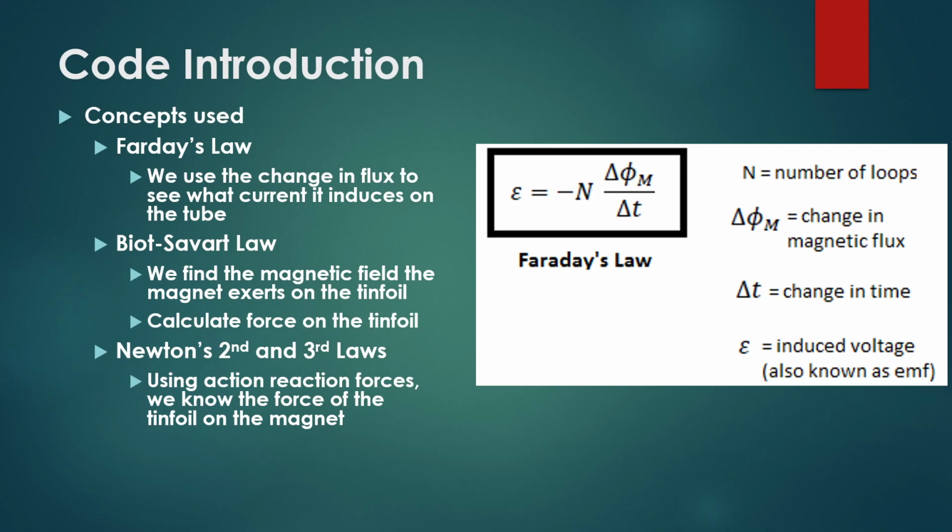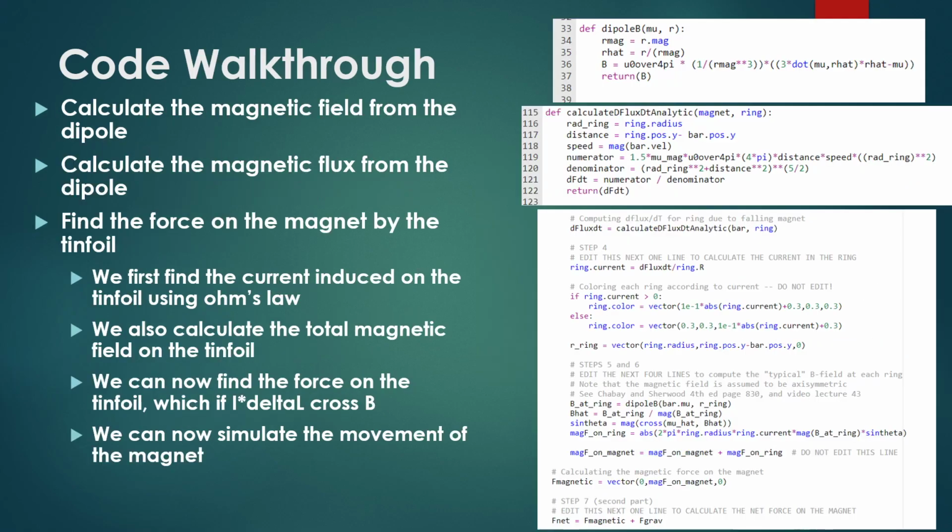Now we combine all those, and we use the force formula, which is I L cross B. Yes, that's what it is. We use the I from Faraday's law, and we use the B from the Biot-Savart law, and we get the force on the magnet. Now, how is that put into the code, you may ask? So easy. We use the magnetic field from the dipole.